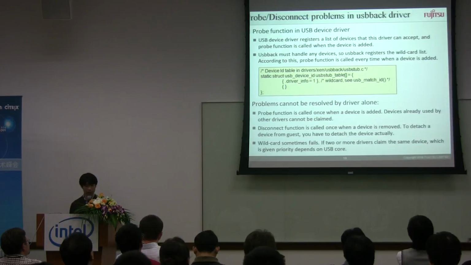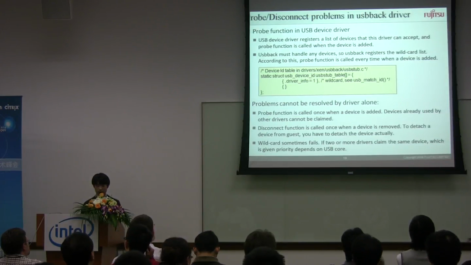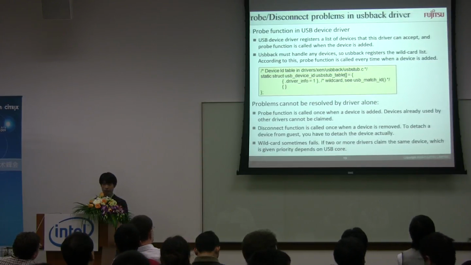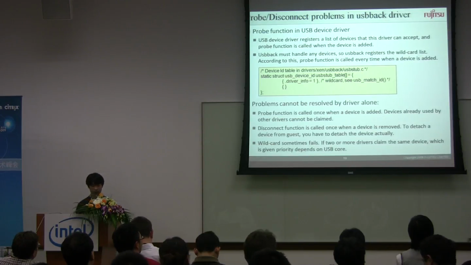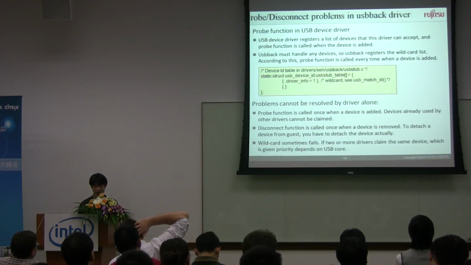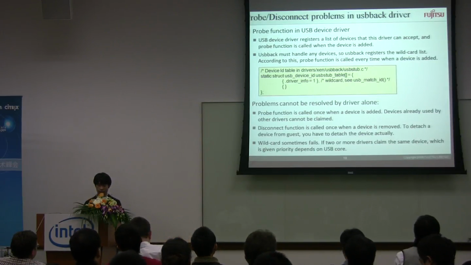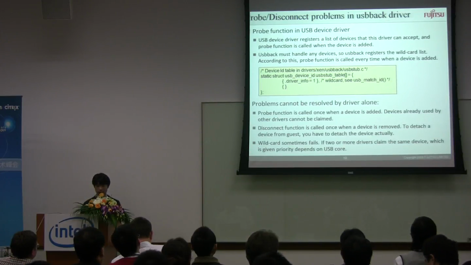I will now explain the hotplug mechanism. This slide shows the USB driver's implementation and the problems that cannot be resolved by the driver alone. A USB device driver usually registers a list of devices that the driver can access, and the probe function is called when the device is added. USB back must handle any devices, so USB back registers a wildcard list. Just magic. According to this, the probe function of USB back is called every time a device is added.